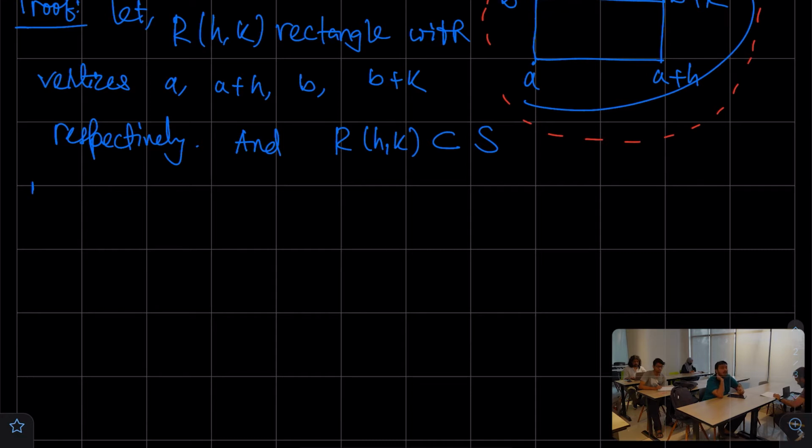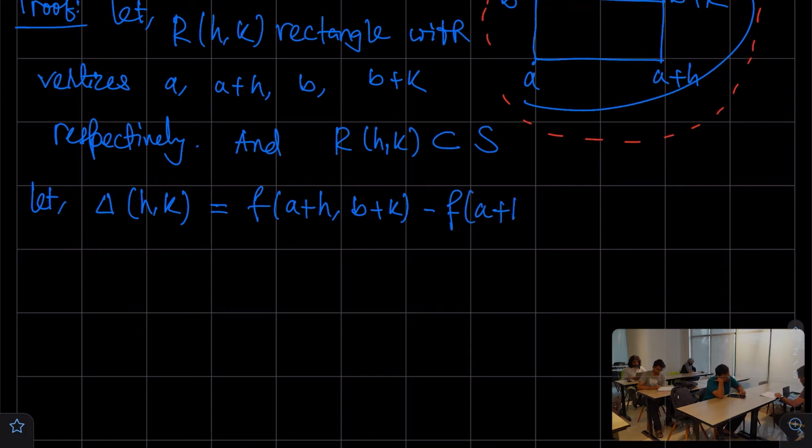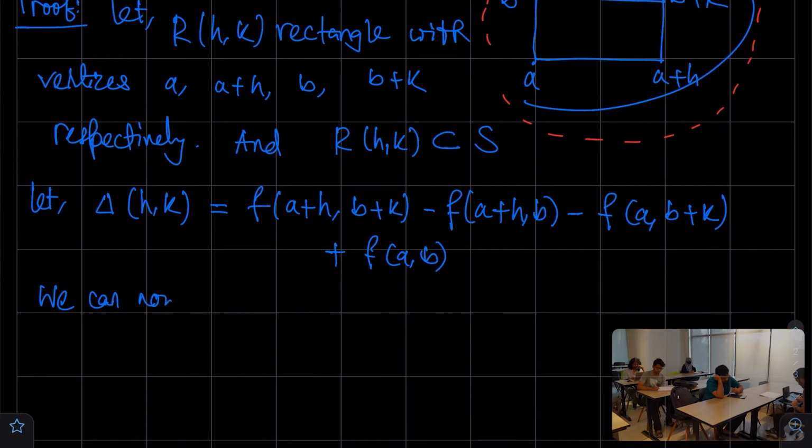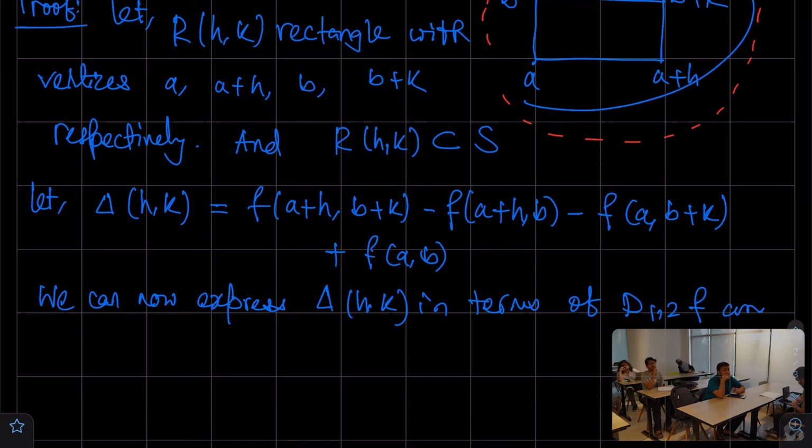Now let Δ be another thing, some difference symbol, and that difference is constructed in this way. You might think of it as coming out of thin air at this point, but later we'll see that this specific form is found by just playing with the various combinations that you can construct. Because we define it this way, we can now express this difference in terms of D_{1,2}f and also in terms of D_{2,1}f.